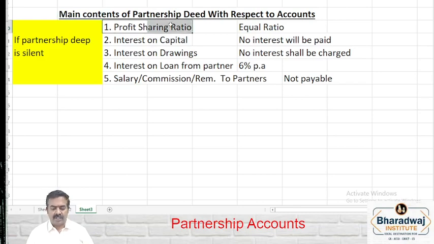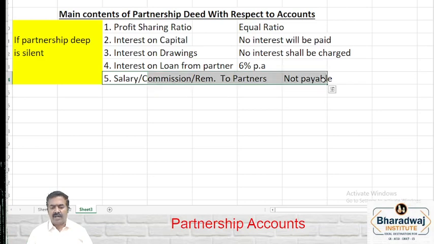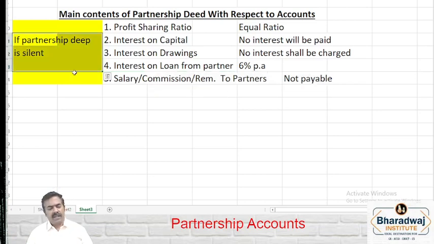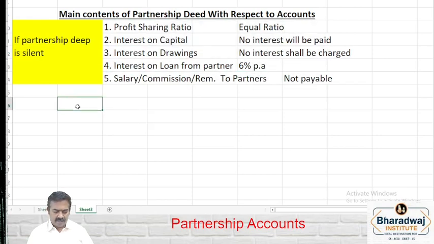So profit sharing ratio is equal, no interest will be paid on capital, interest on drawings cannot be charged, interest on loan alone is 6% per annum. No salary or commission is payable if the partnership deed is silent. If the partnership deed doesn't mention them, all these things are applicable. Next, we are getting to final accounts.